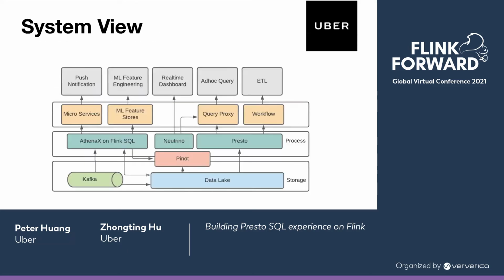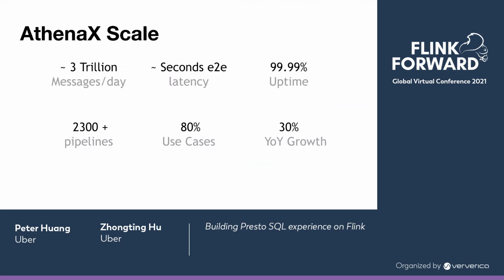All those systems actually support those use cases very well. As you can see here, this is the streaming SQL use case scale. Currently, we have 2,300 pipelines in production. Actually, 80% of streaming analytics use cases are using AthenaX. Those use cases are processing 3 trillion messages per day. Our platform provides four-nines availability. And over the past 2 years, we have had 30% year-on-year growth.